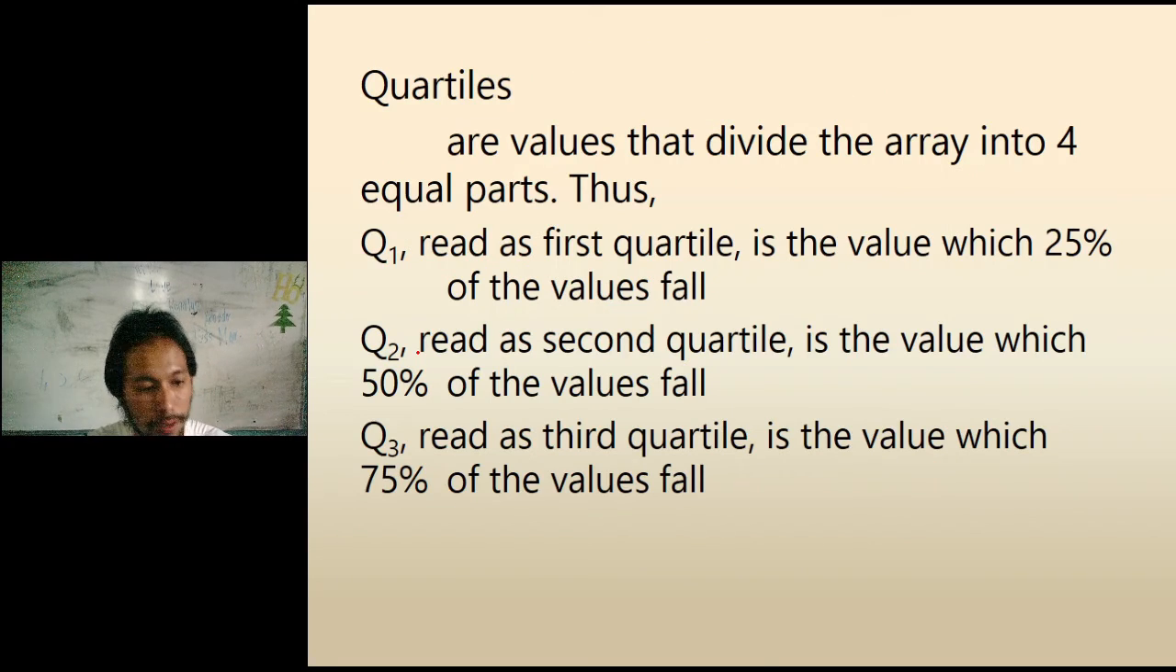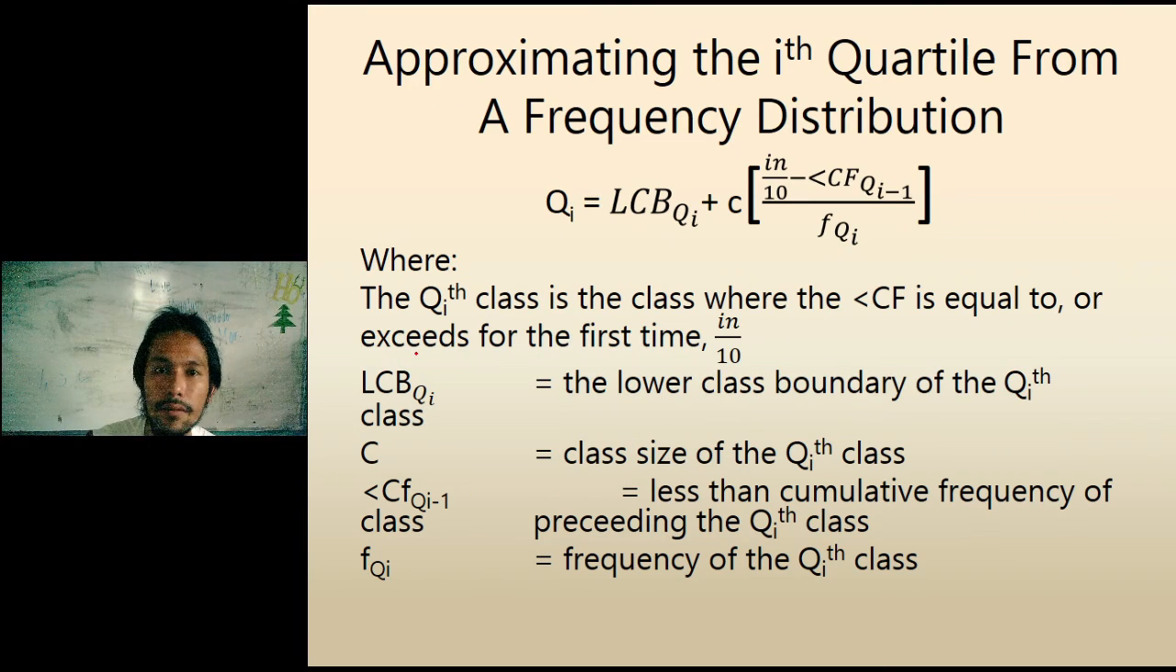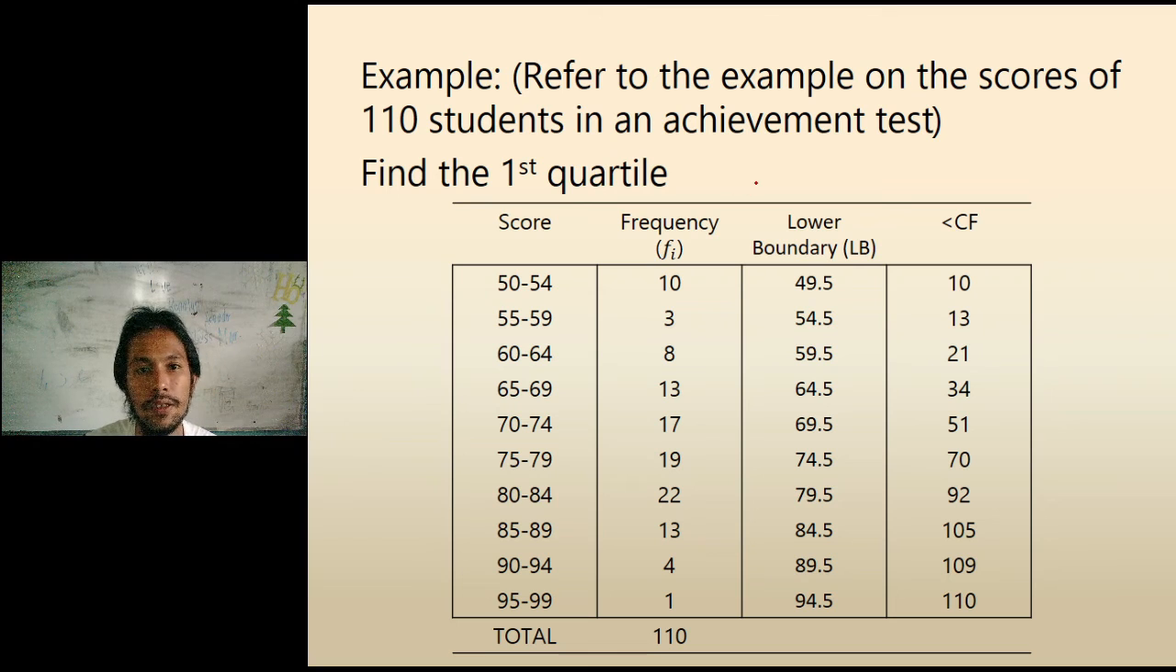So next we have the quartiles. They divide the array into 4 equal parts. To approximate the ith quartile from a frequency distribution, it is the same as before, but now for quartiles.